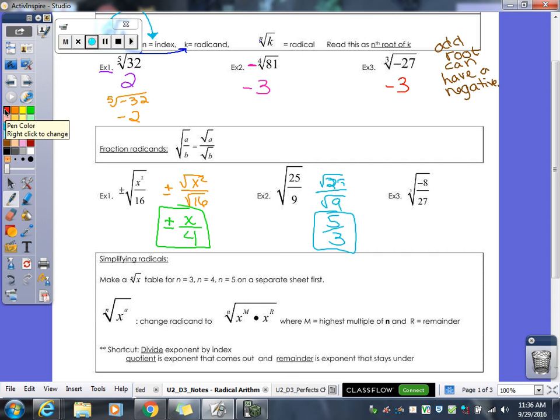And then our third example, we're doing a cube root. So we're doing the cube root of negative 8 over the cube root of 27. So again, it's an odd root, so it's okay to have the negative there. What would be our cube root of 8? Negative 2. And then cube root of 27 would be a 3. So negative 2/3.